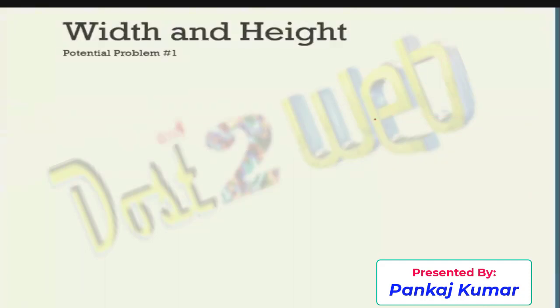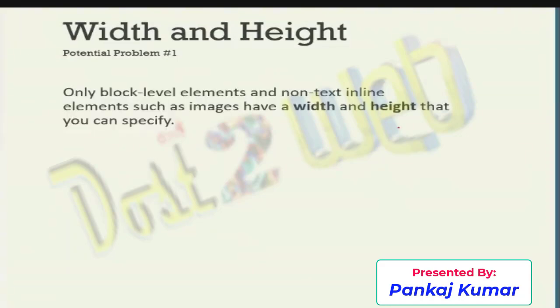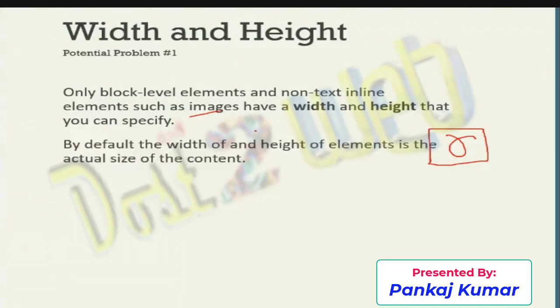What are the potential problems in the height and width? They apply only to block level elements and non-text inline elements. What are those? Images, for example. You are going to define an image in a box, right? The image will come only into this area. Or a non-text inline element, like a moving circle, that is also in some area of the box. Then you have to specify the height and width for that. There you will be facing the issue.